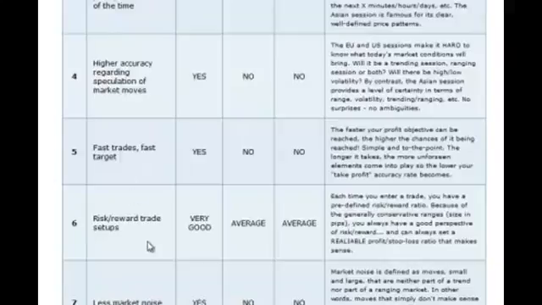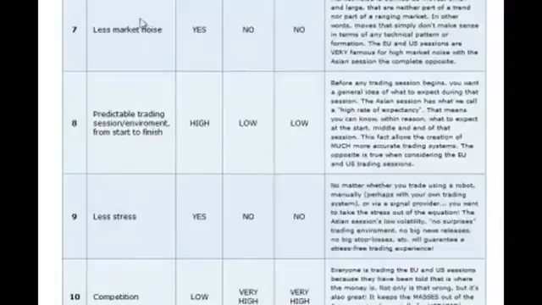So, risk reward trade setups. Very good during the Asian session. Pretty average during the EU and US sessions. Much less market noise during the Asian session. Number 7 here. Market noise, just in case you're not familiar with the term, is just moves, small or big, that are neither part of a trend or part of a ranging market. They are nothing. These are moves that just don't make any sense to any technical pattern or formation. The EU and US sessions are famous for market noise.